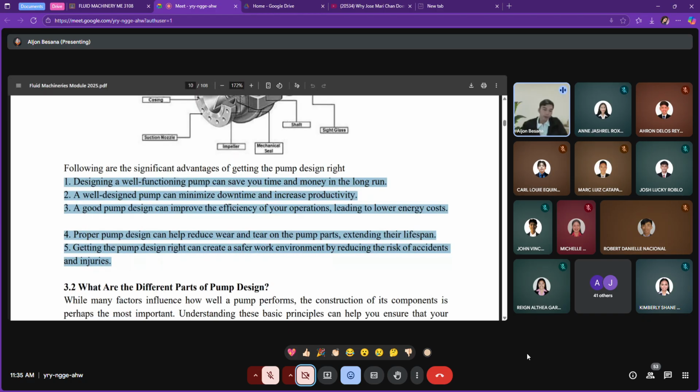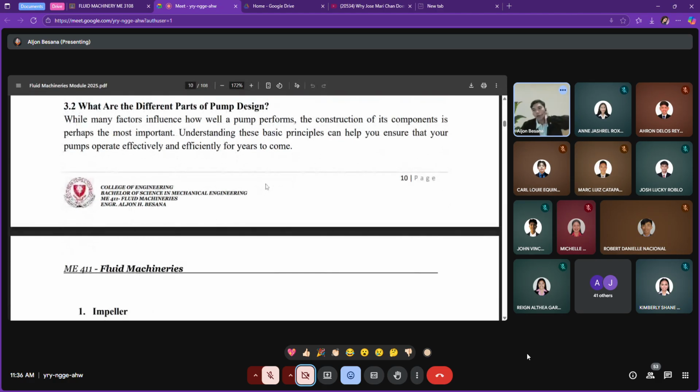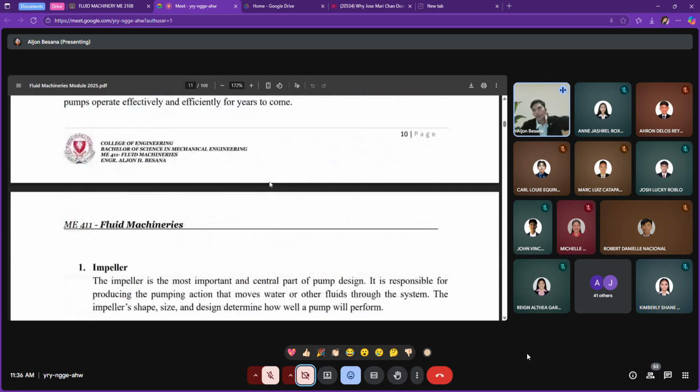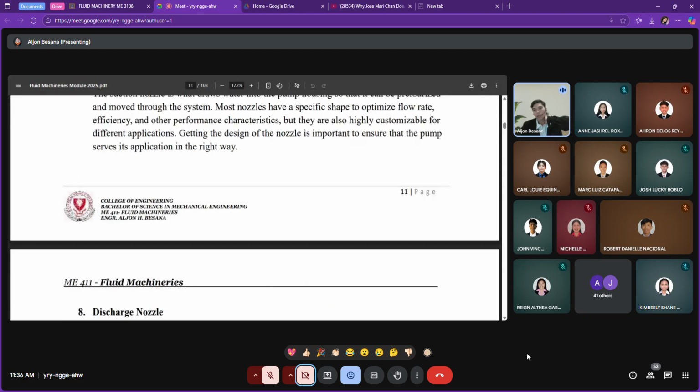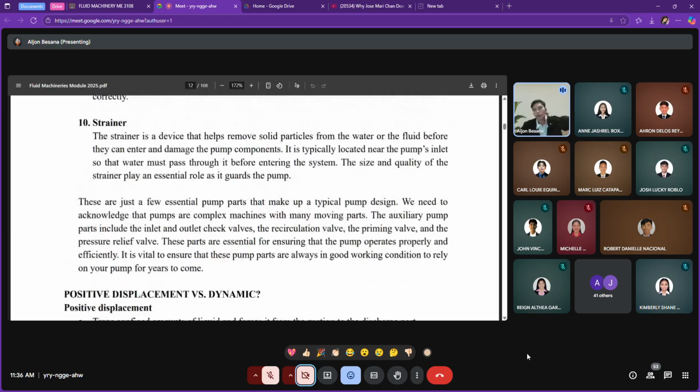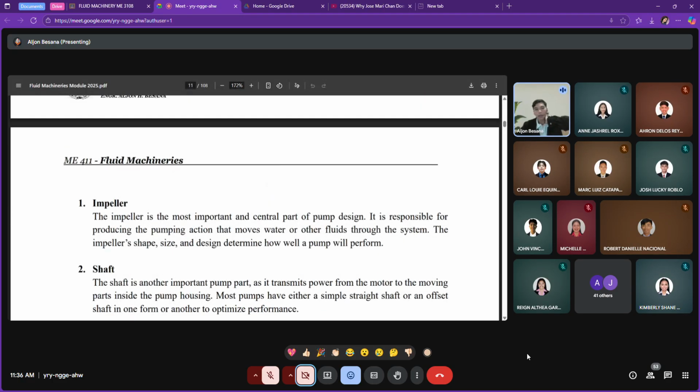So meron daw po tayong iba't ibang parts ng pump, maliban sa tatlong major parts na ating tinatawag na housing, impeller, and motor. So may iba pang parts ang ating pump. Nandyan yung ating impeller, shaft, casing, sealing, bearing, coupling, suction nozzle, discharge check valve, strainer, at tsaka marami pang tinatawag na fittings. At para dito, I have here a sample video for the parts ng ating pump.